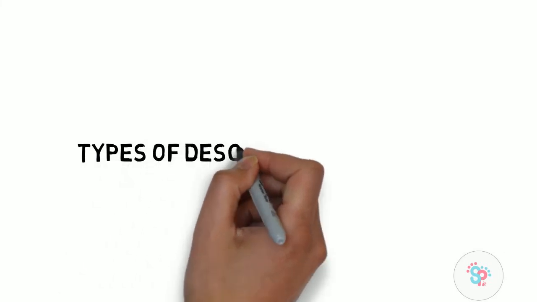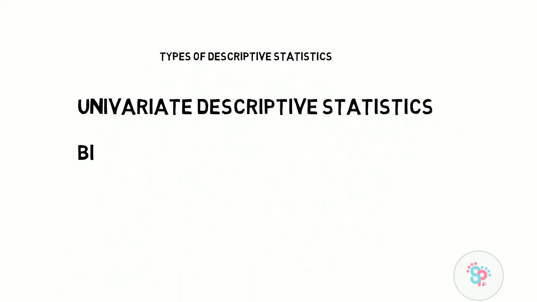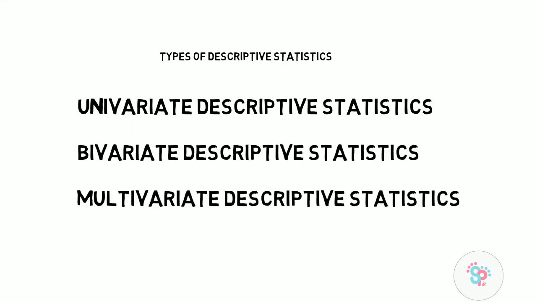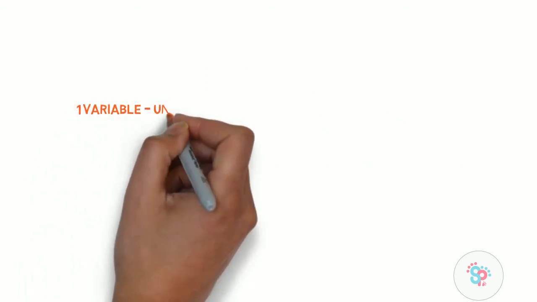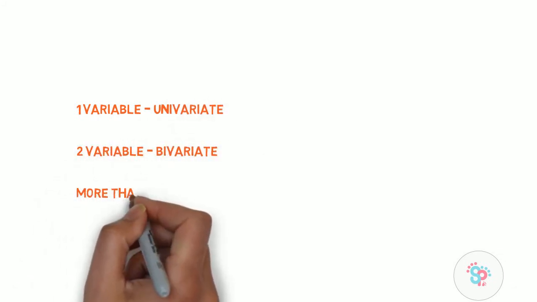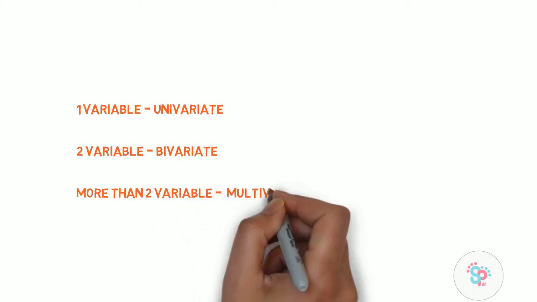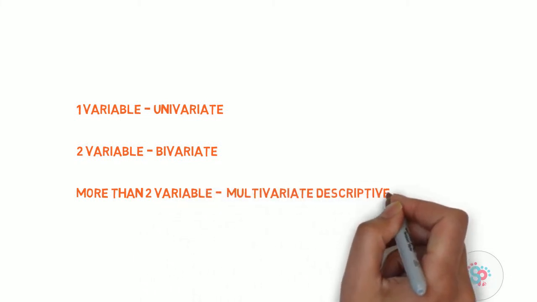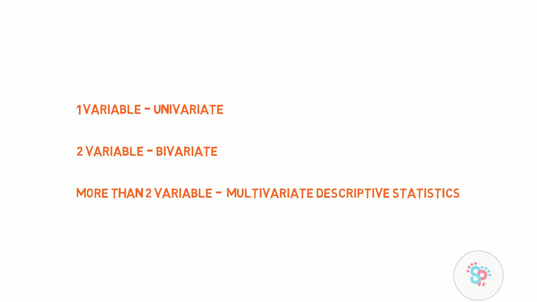And when we come to the types of descriptive statistics, there are three main types. One is univariate, another is bivariate, and the last one is multivariate descriptive statistics. These divisions have come into existence because descriptive statistics differs based on the number of variables being analyzed. When one variable is analyzed, we call it univariate, when two variables are analyzed, we call it bivariate, and when more than two variables are analyzed, it's none other than multivariate descriptive statistics.